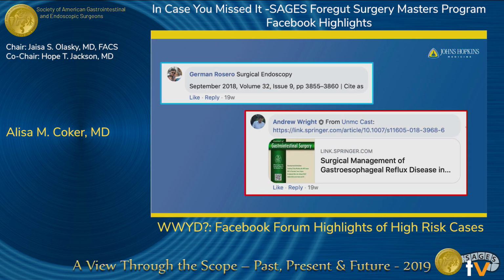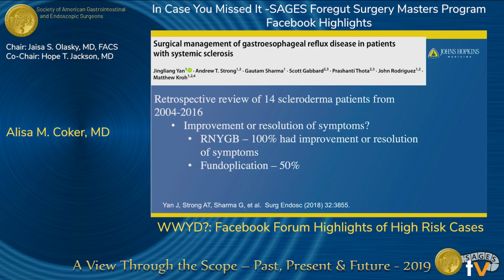Highlighting another useful aspect of the group, links were provided to relevant literature. In this case, it was a retrospective review from last year in Surgical Endoscopy on this exact topic coming from the Cleveland Clinic group. They found 14 scleroderma patients they had operated on. 100% of patients who underwent Roux-en-Y gastric bypass had improvement or resolution in their symptoms, while only 50% of the fundoplication patients experienced the same, suggesting a Roux-en-Y gastric bypass may be the preferred option in this patient population.